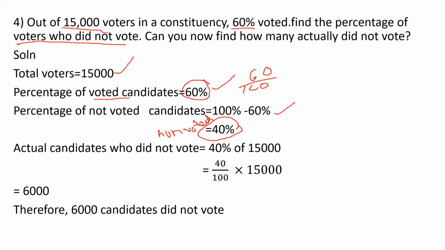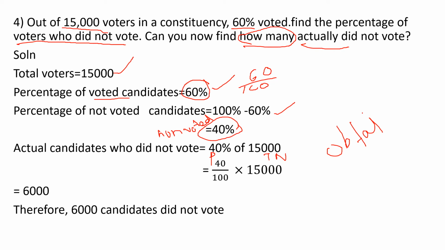Now we want to find the exact number, right? That was asked in the question. Actually, who did not vote? Find how many. We want to find the number. So the actual candidates who did not vote is equal to 40% of, what is the total? This is the percentage given and this is the total amount or total number. We want to find the obtained value. Do you remember this one? Last class I gave you the explanation. We want to find the obtained value.